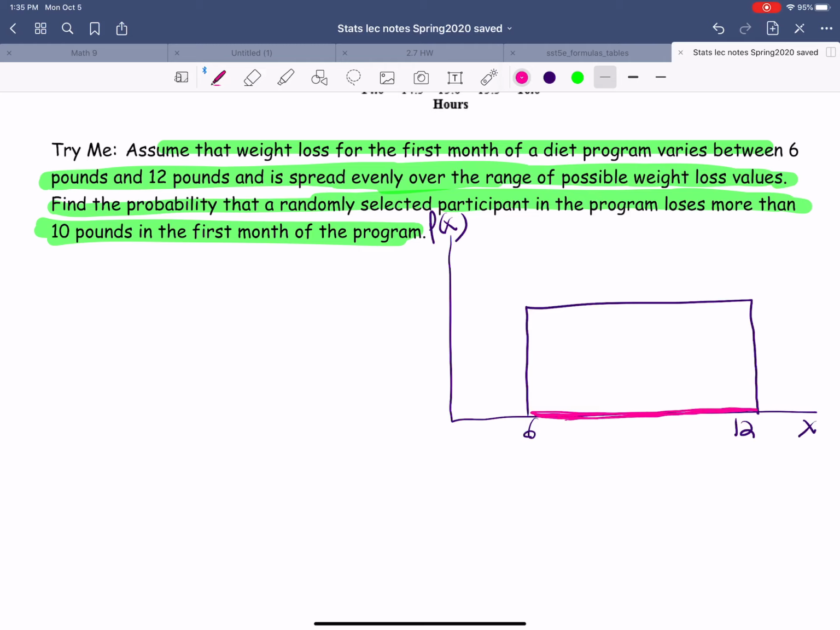So that means the green height has to be 1/6. Only then the area will be equal to 1. The green height is 1/6. Only then the area will be equal to 1.